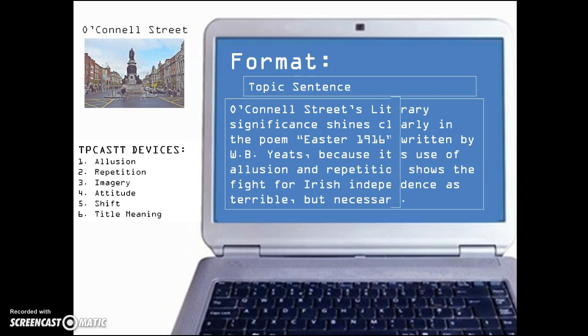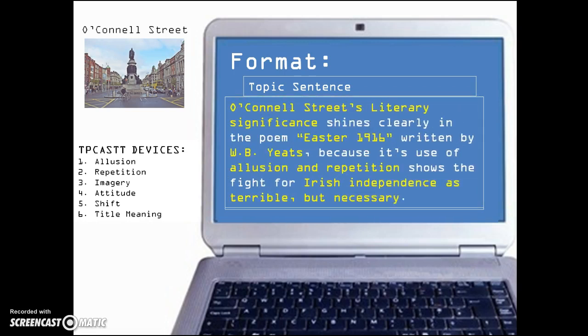So what's important about this sentence? Well, for starters, I name my location. So make sure that when you start out your paragraph, you name the location you're writing about. I also clarify that I'm writing about a literary perspective. So far, I've only written about history. So it's important for my readers that I explain I'm now talking about literary significance.